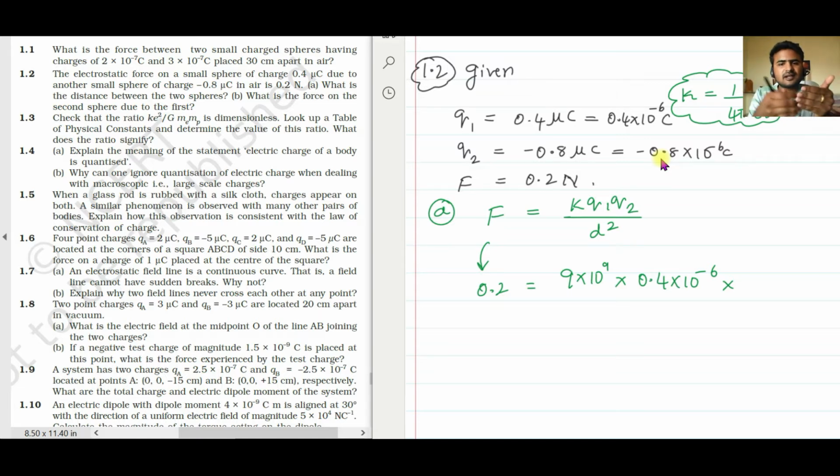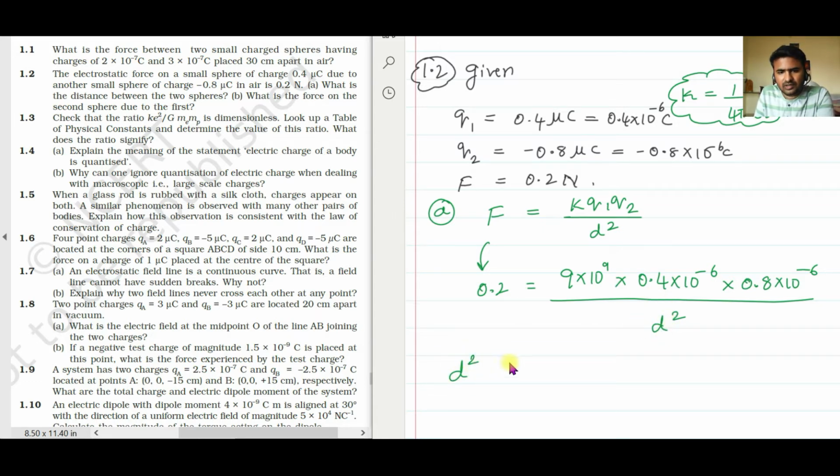They are unlike charges, so Q1 and Q2 will attract each other. So the negative sign or the positive sign will help us understand whether there's going to be an attractive force or a repulsive force. That is not going to be of any use while solving the problem. You don't have to substitute that negative sign in the formula, you just have to consider the magnitude. So the magnitude of Q2 is 0.8 into 10 to the power of minus 6, whole divided by d square. We don't know the distance, so we need to find it out.